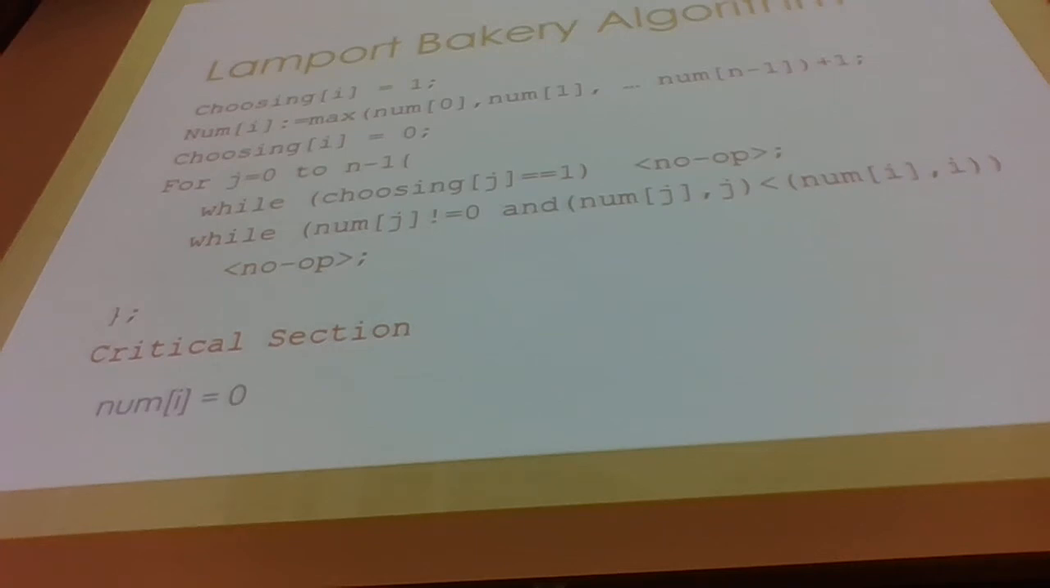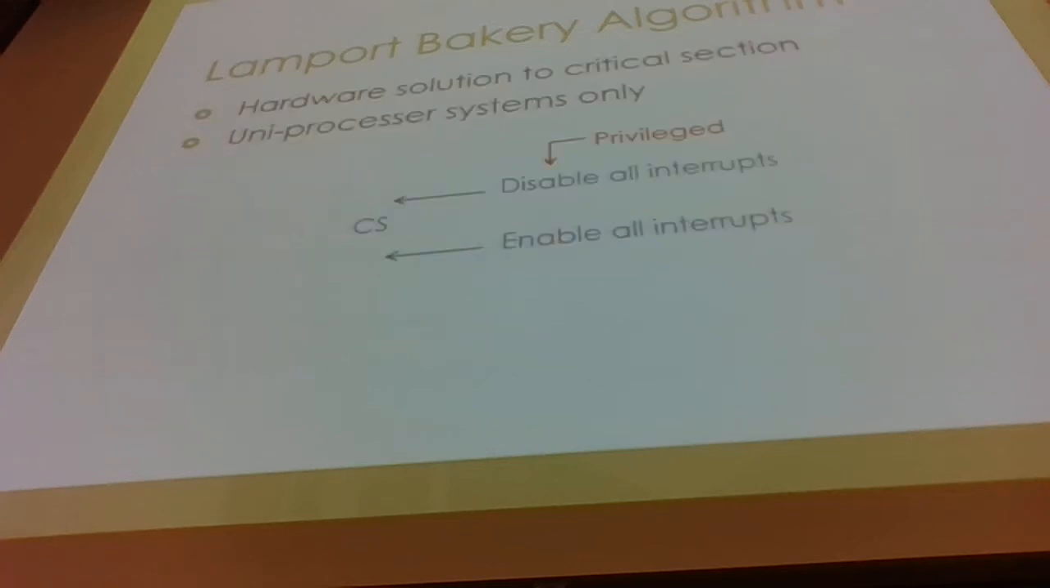So since these are problematic, software solutions are not used for the critical section problem. Now what is used? What is used is a very simple but a very dangerous technique, and it is a hardware based technique. It's not a software based technique. So this is the hardware based technique. What you do is, basically the entry and exit code are very simple. It's one instruction. The entry code is disable all interrupts, and then you execute the critical section, and the exit code is enable all interrupts.